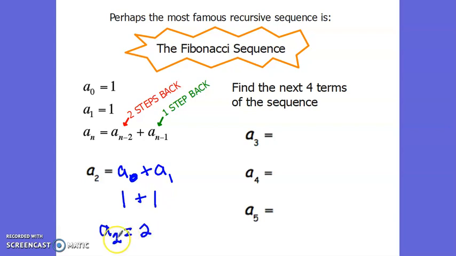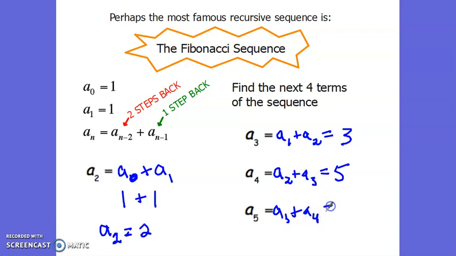And again, that's just a coincidence that n and its answer end up being the same. The idea was we plugged in the term a sub 0 that was 2 steps back and the term a sub 1 that was 1 step back. So to get a sub 3, again, I need to take 2 steps back plus 1 step back. Well, that's 2 plus 1 or 3. To get the fourth one, I need 2 steps back plus 1 step back. Well, 2 plus 3 is going to be 5. And again, same idea, 2 steps back plus 1 step back. 3 plus 5 is 8.